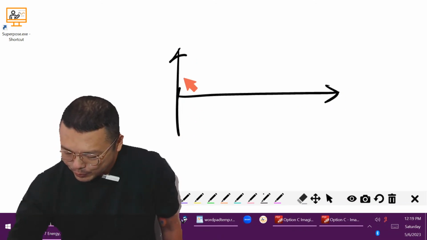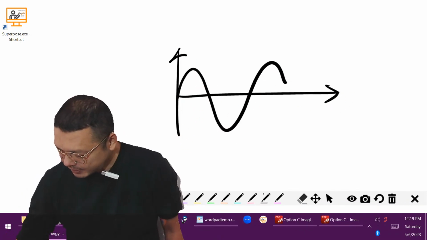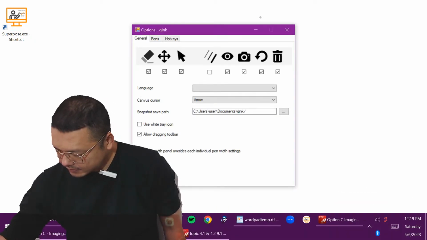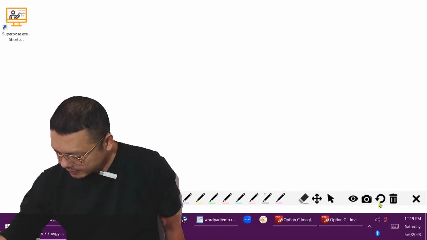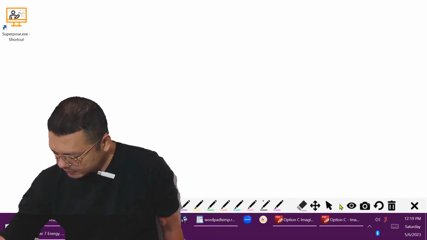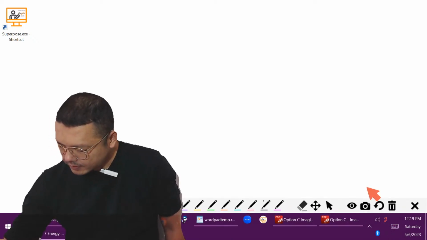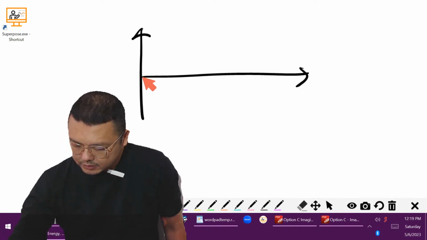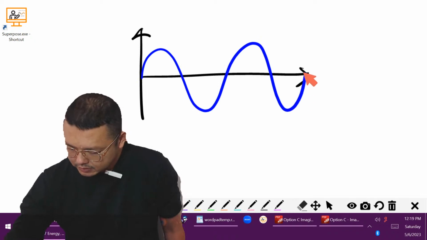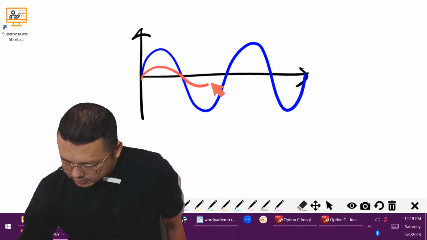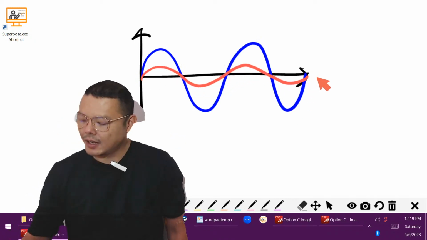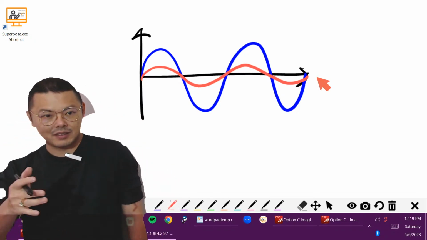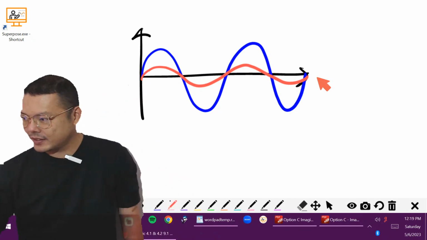Okay, let's say I have two waves like that. One wave. Why does this thing jump? Don't jump then. Wait. Okay, let's say I have two waves. What's the phase difference between these two waves? Yeah, good. You all can tell it's zero phase difference.